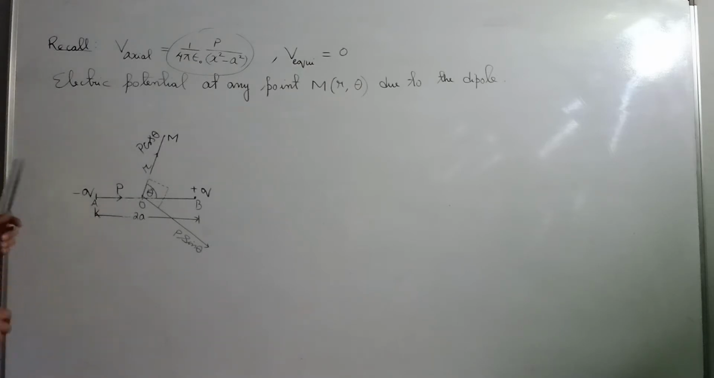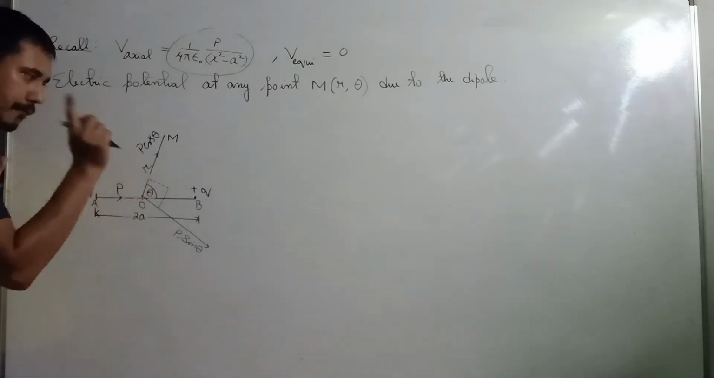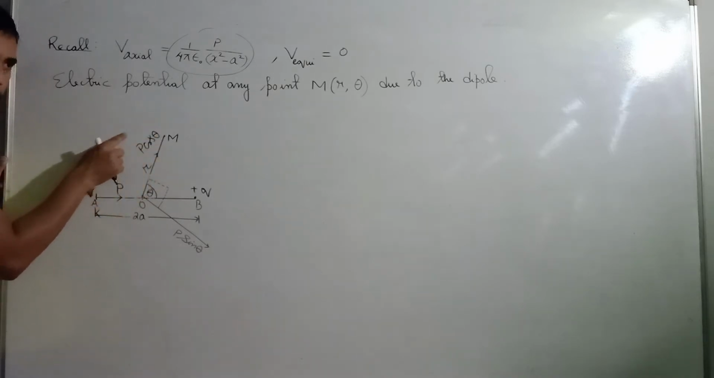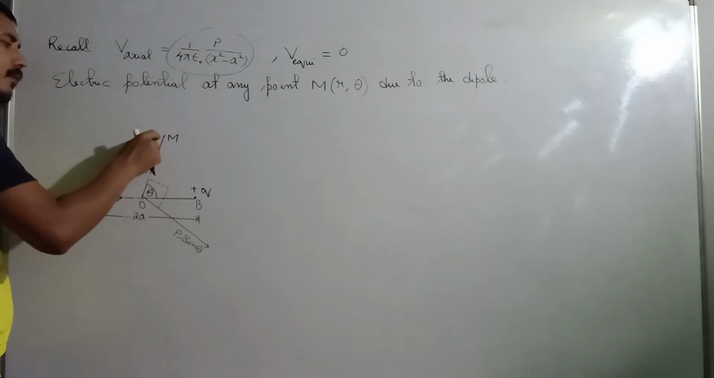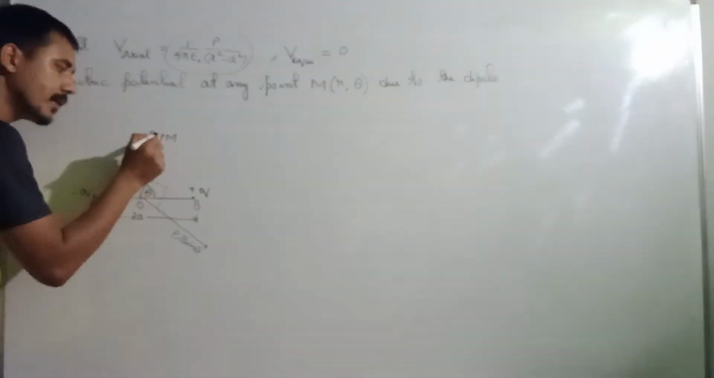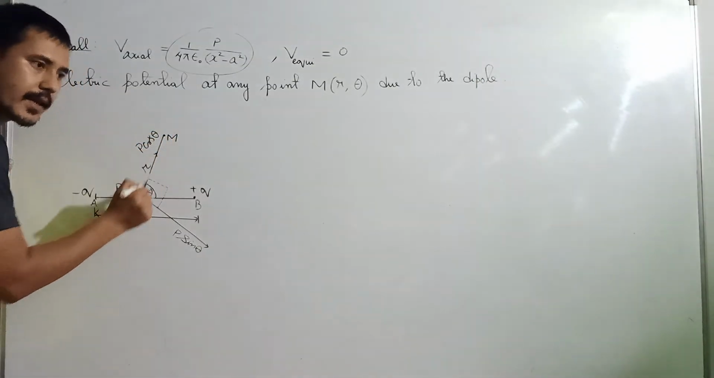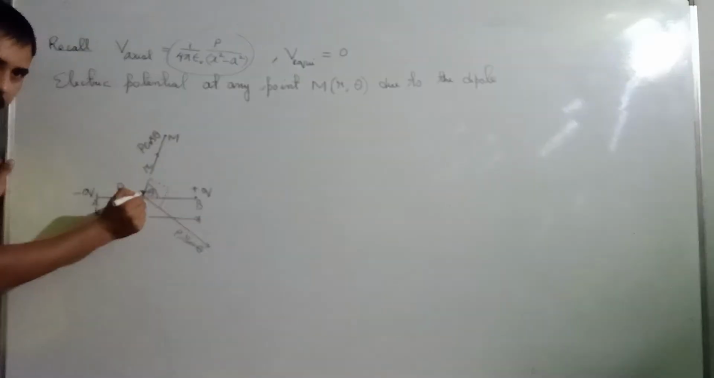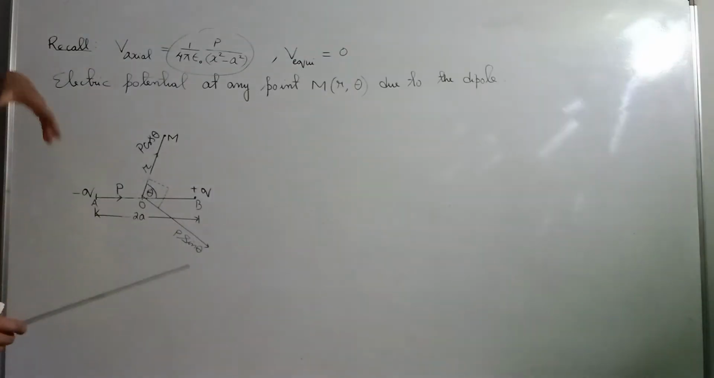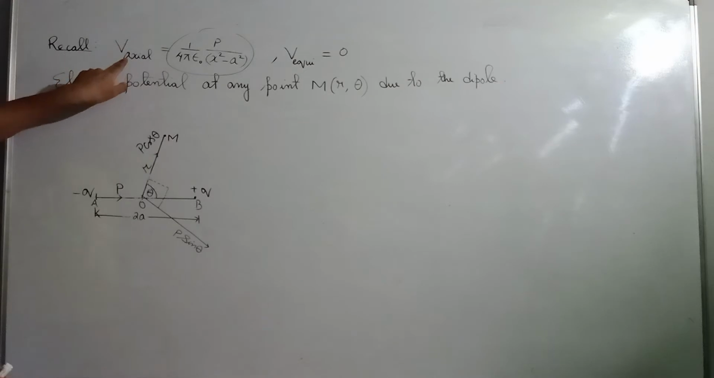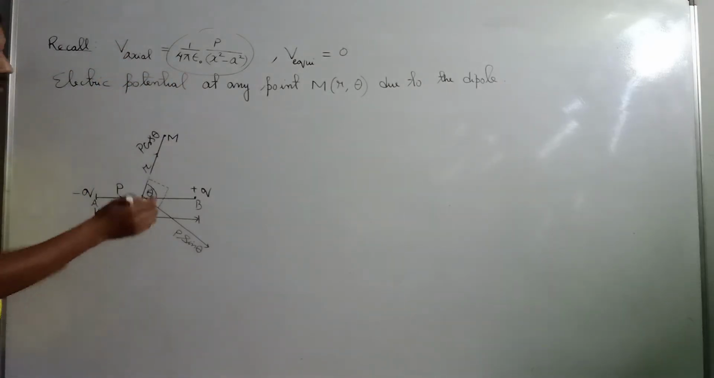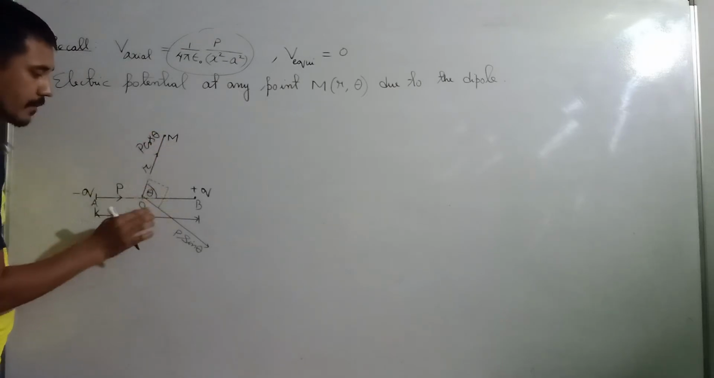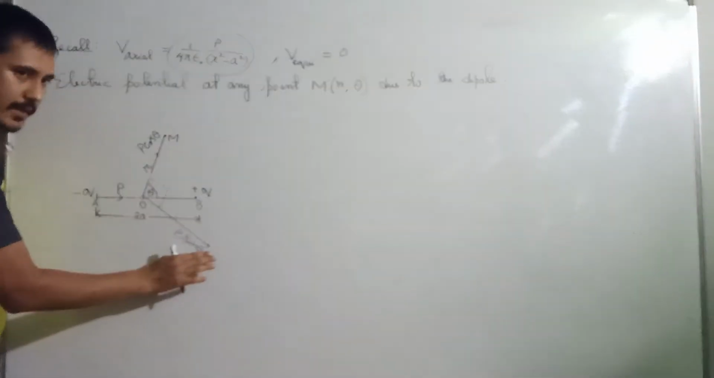Now, see, you have two dipoles now, one is P cos theta, one is P sin theta. For the first dipole, P cos theta, where is M? M is on the axial line, on the same axis. Is it okay? And we know that the electric potential at any point on the axial line is given by this relation. The other one is, there will be a potential at this point M due to the dipole P sin theta.